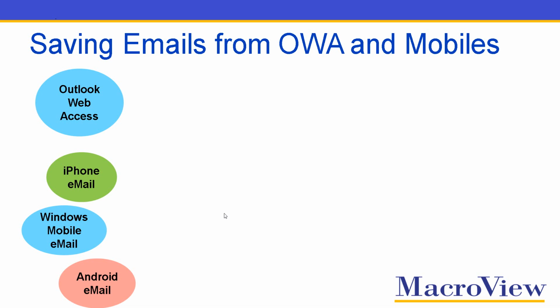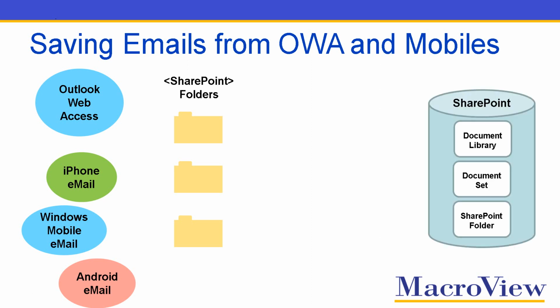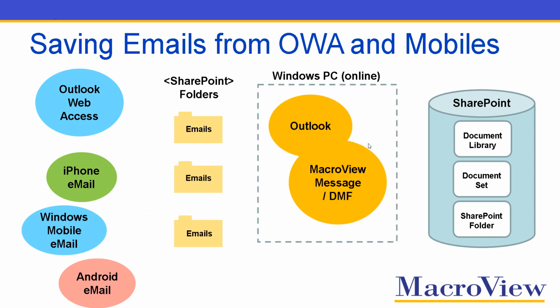On the left, we have illustrated Outlook Web Access and the mail client on various mobile phone devices. When you're using those applications, you'll note that the SharePoint folders that are present in your Outlook, corresponding to each of your favorite areas in SharePoint, are still available. When you don't have MacroView DMF available, or if you're not able to connect to your SharePoint environment, you can still start the process of saving Outlook emails to those favorite areas. You do that by moving or copying emails into those SharePoint folders.